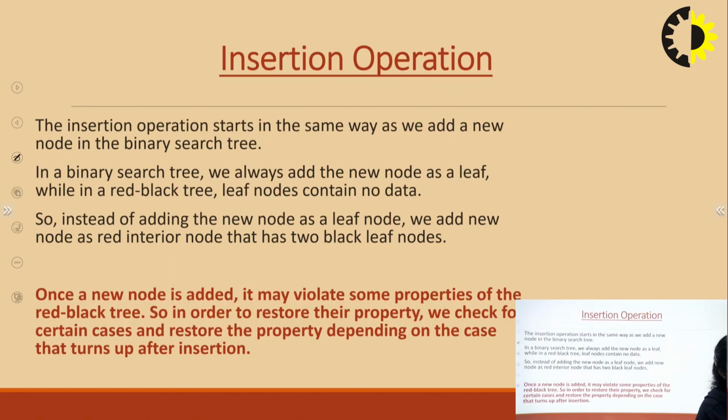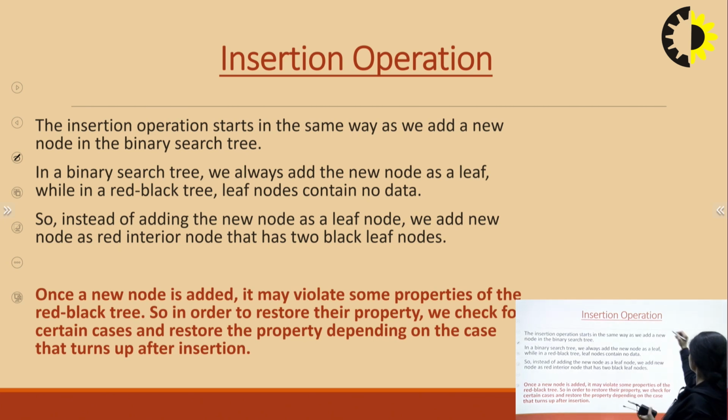Now start with the insertion operations. The insertion operations start in the same way as we add a new node in the binary search tree. In a binary search tree, we always add the new node as a leaf node, while in a red black tree, leaf nodes contain no data. As I told you in the properties, leaf nodes will always be black color. Instead of adding the new node as a leaf node, we will add the new node as a red interior node that has two black leaf nodes.